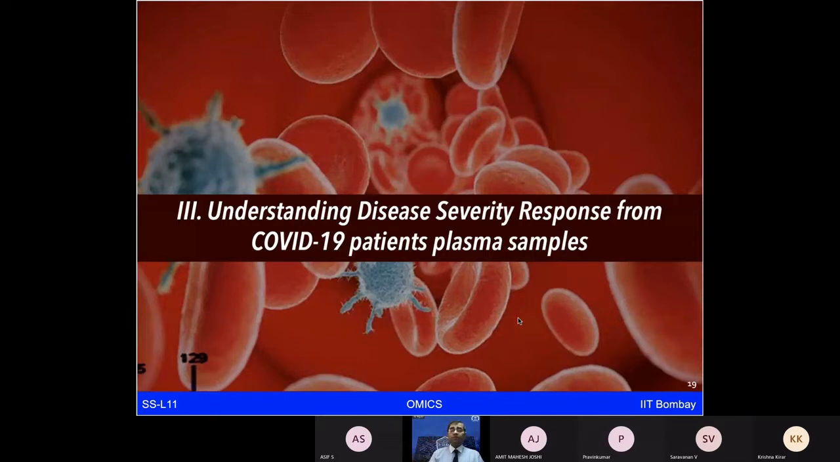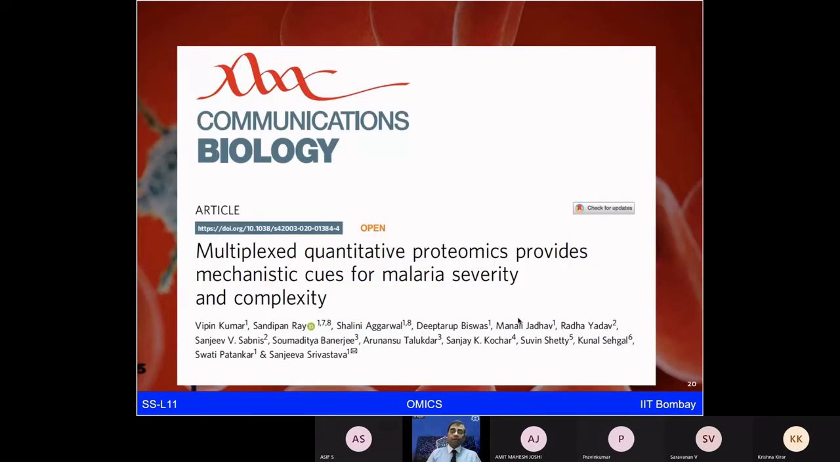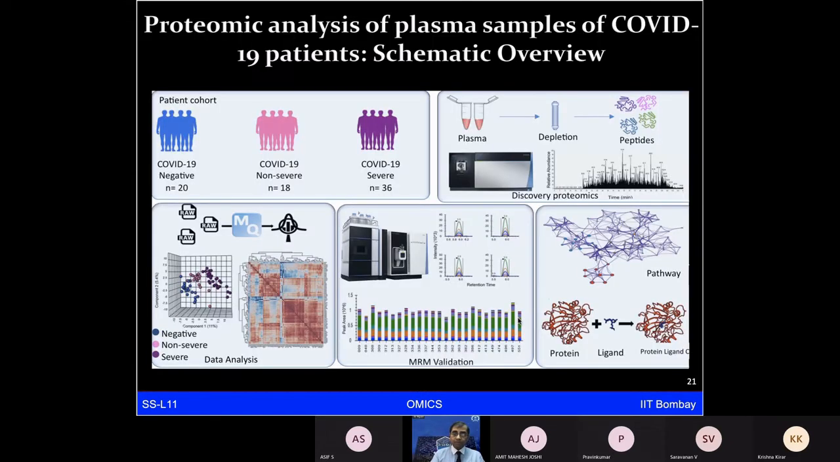So in the meantime, we were looking at a large number of patients, 100 plus patients, for which we also got the plasma samples of these COVID-19 patients. And we have been doing a lot of work in plasma proteomics. Recently we published a paper in Communications Biology of Nature, where we showed in malaria patients what the possibilities are which can lead to severe malaria. So we already had good understanding and know-how of working on these kinds of plasma samples and investigating infectious disease using proteomics technologies.